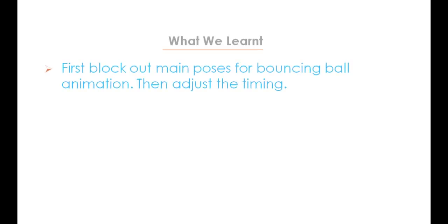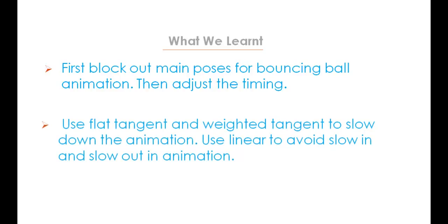What we learned in this video: to start with the animation, first we blocked out the main poses for the bouncing ball to see the path of animation. Then we adjusted the timing. We also worked with the graph editor by using flat tangent. We converted the tangents to weighted tangent so that we can slow down the ball at the top. And then we also used linear tangent type to avoid slow in and slow out at the bottom part, so that it will look like the ball hitting the floor because of gravity.